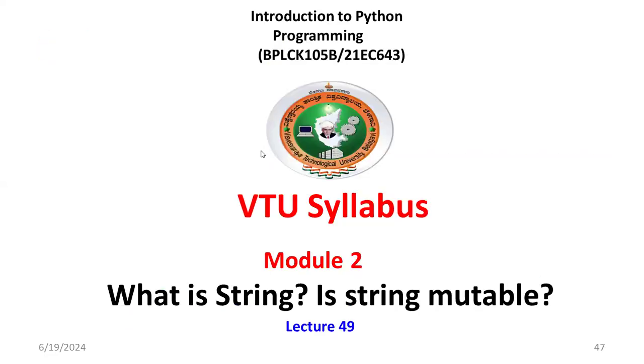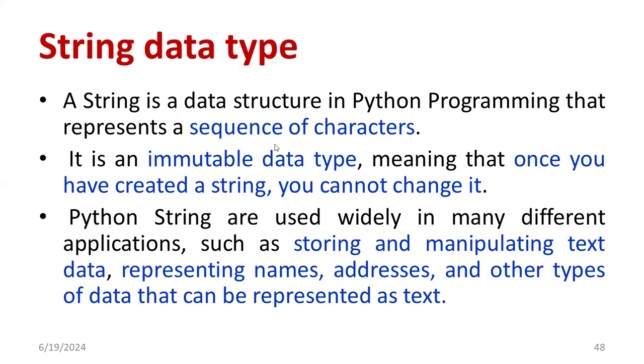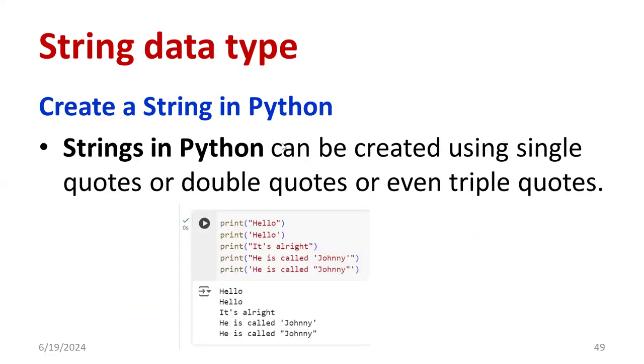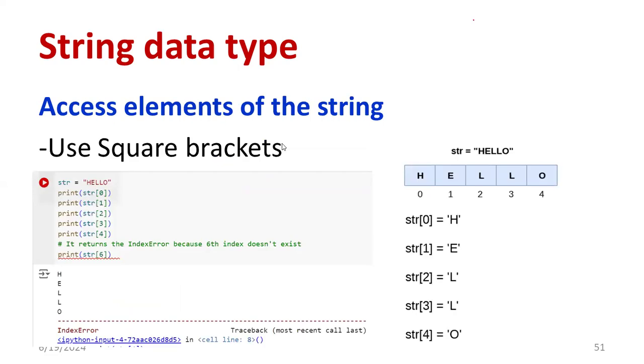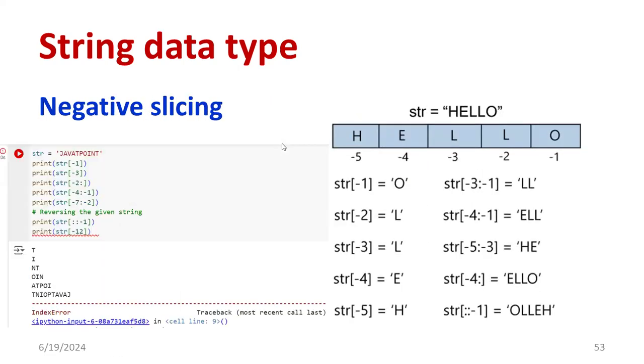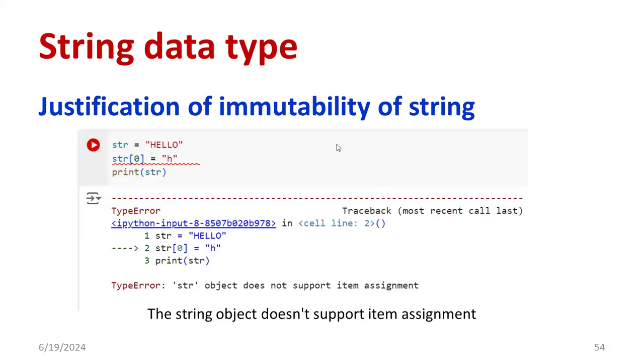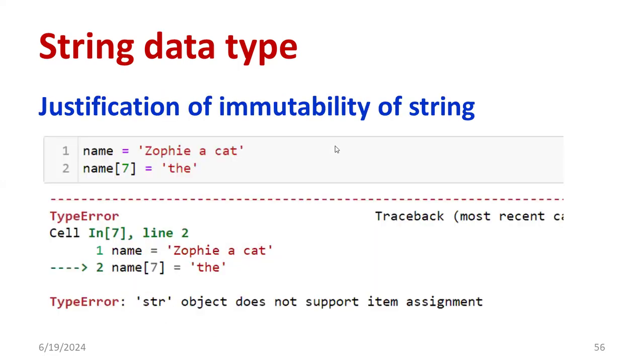In this session, we discussed what the string data type is, and we studied the basics of slicing and indexing. Then we discussed why string is immutable. These are the 4 points I discussed in this session. In the coming session, I'm going to discuss the different methods of string.